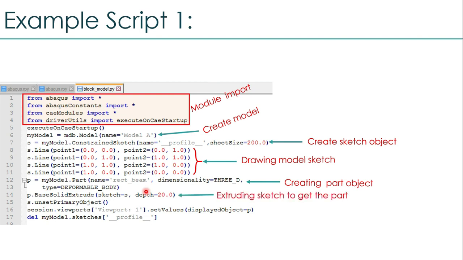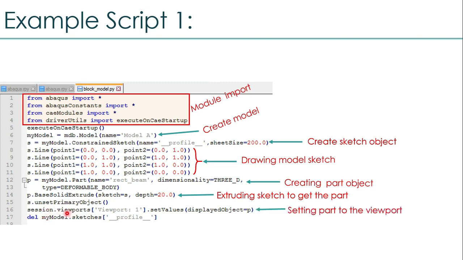Then we are using this sketch to extrude, to create the data of this part. We are using the solid extrude. What we are extruding is the sketch, and we are giving the depth as 20. So we are extruding the sketch to get the part.